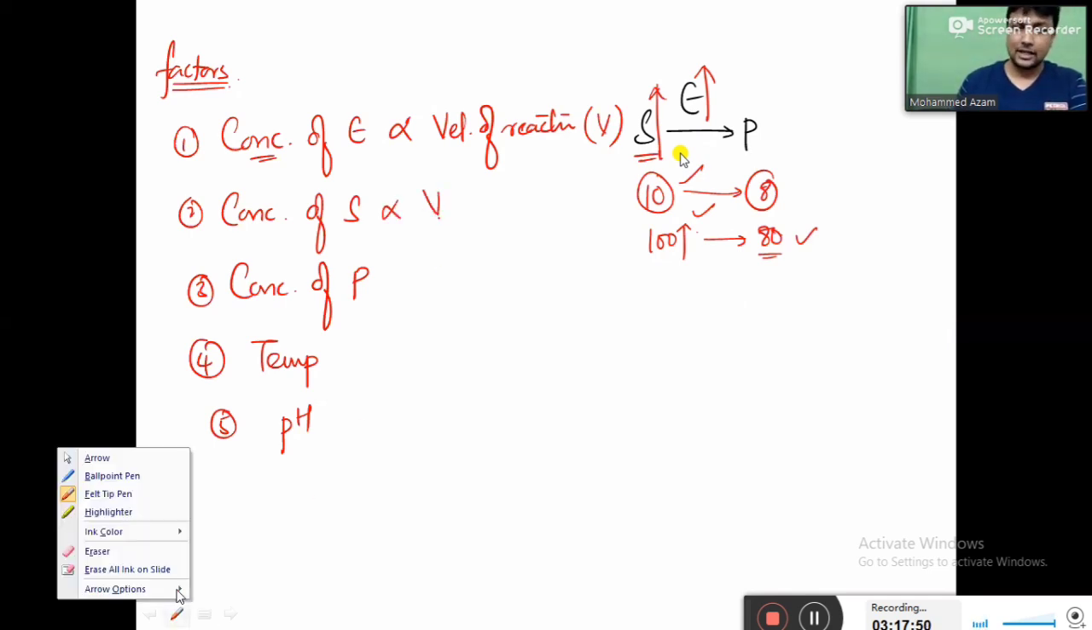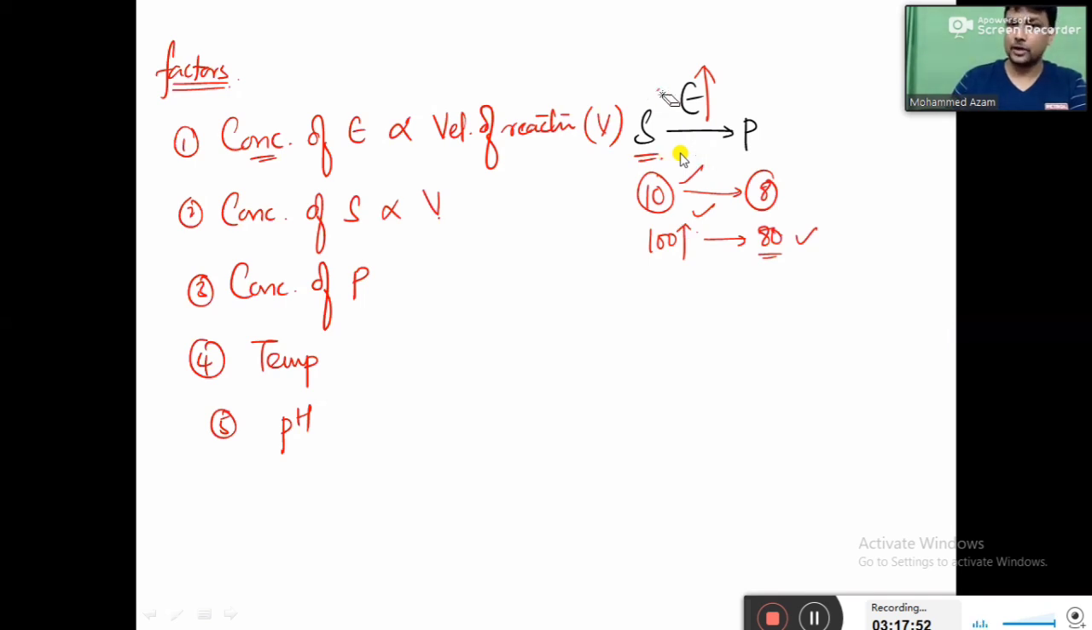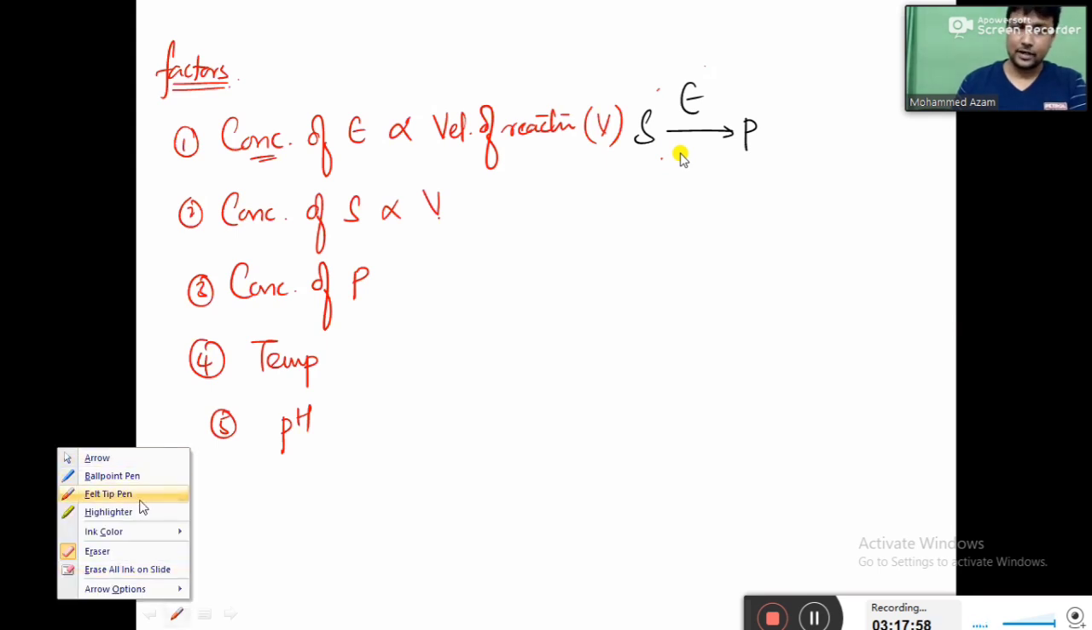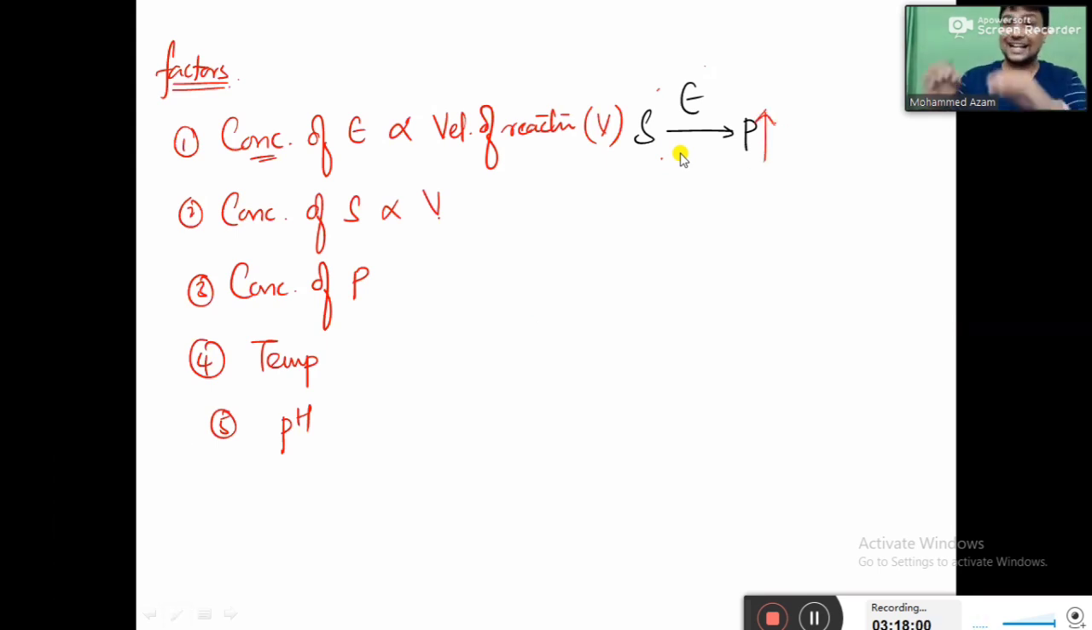And now welcome to the last condition, the product. If you increase the product, what is going to happen? Velocity of the reaction will decrease. Why? Because it's common sense. When I already have a lot of product, will I think of increasing the velocity of the reaction? No. So the more the product, the less the velocity. Inversely proportional.